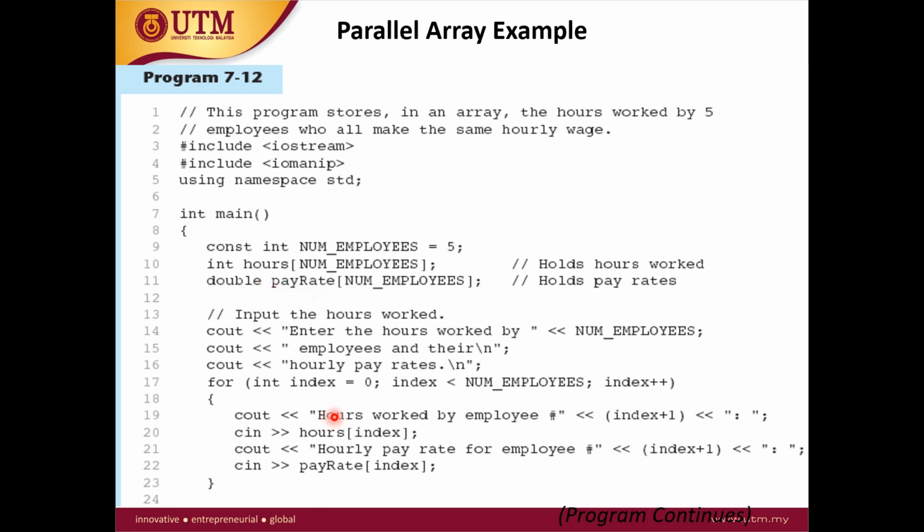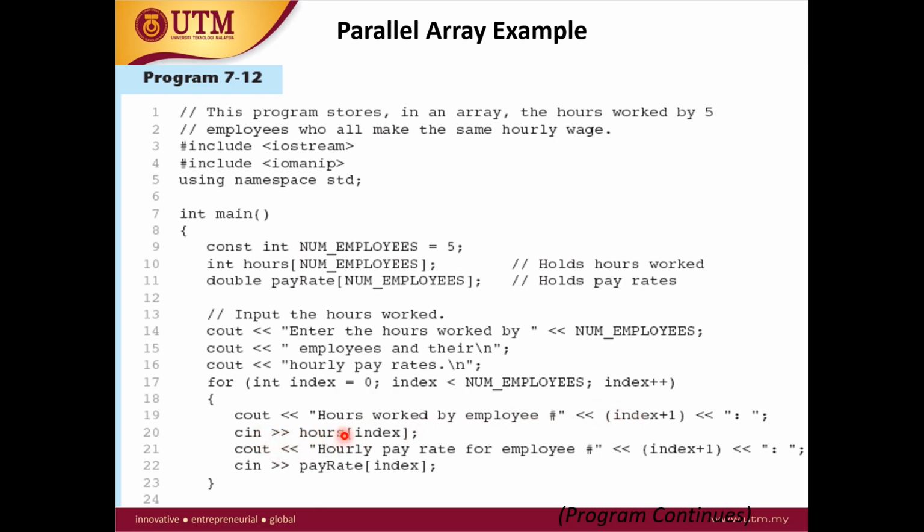So we are opening a for loop in order to go through the array. So the hours worked by the first employee is going to be index plus 1. So the numbers start from 1, but the indexes start from 0, or the subscripts start from 0. So the first one is going to be this one.